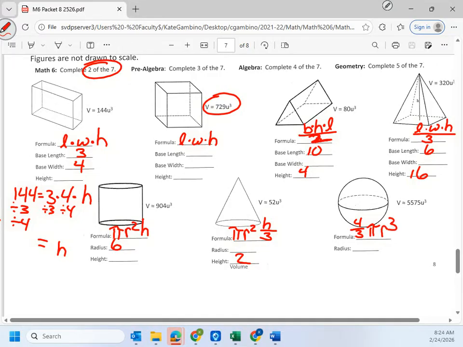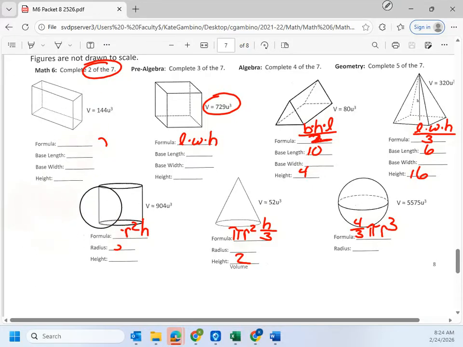Now, you only have to do 2 of these. So pick which 2 you want to do. You don't have to do all of them. If you don't want to work with pi and the radius, don't do those ones. Do the ones that you can do. You have to do 2.